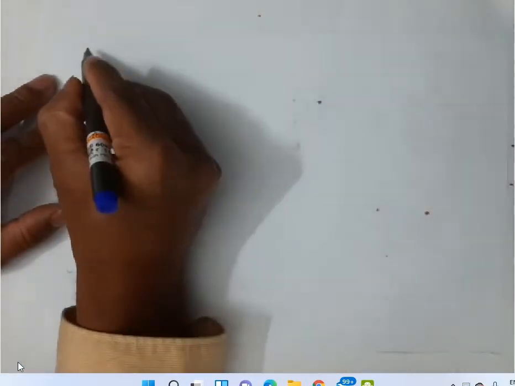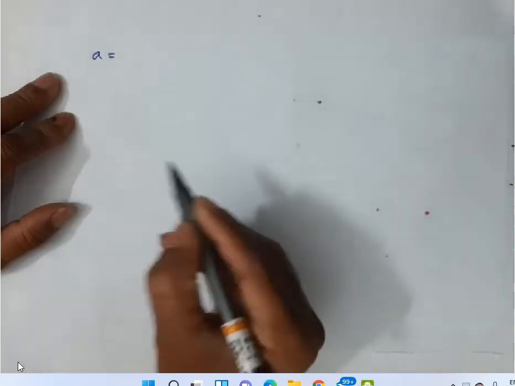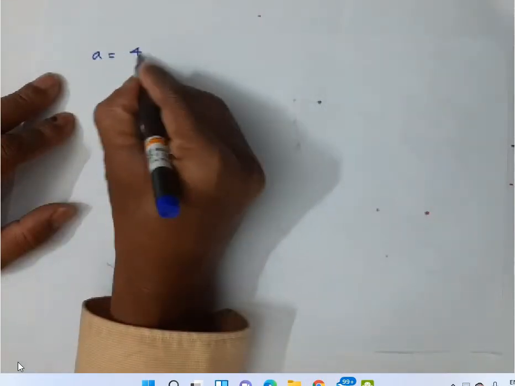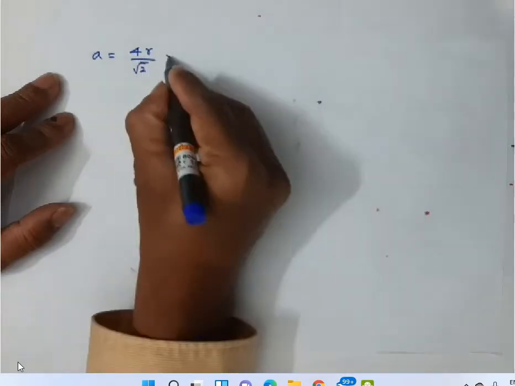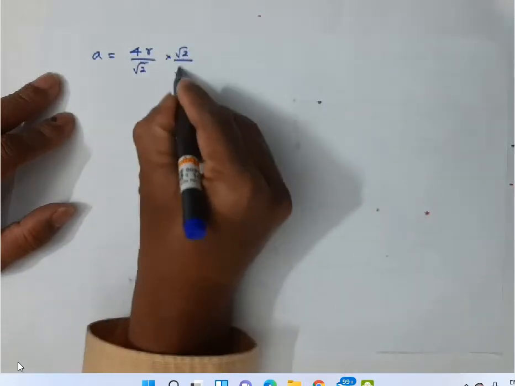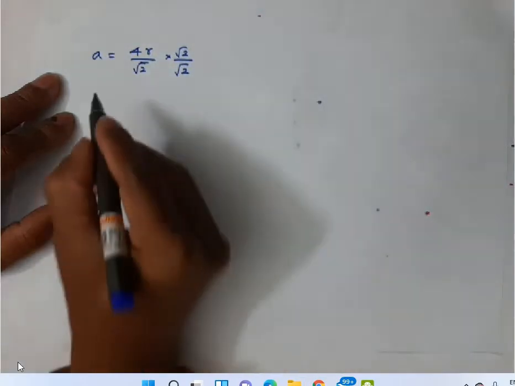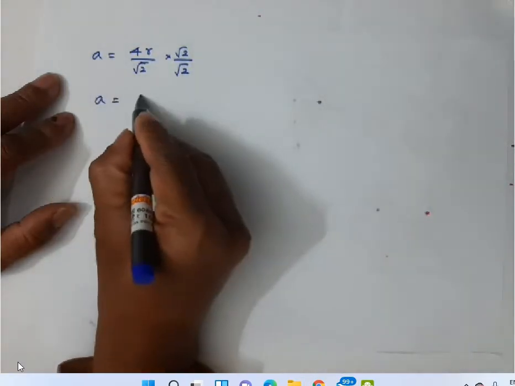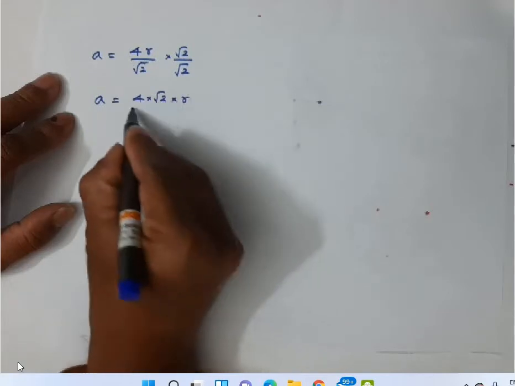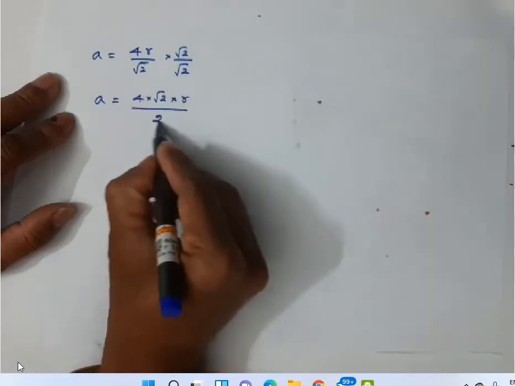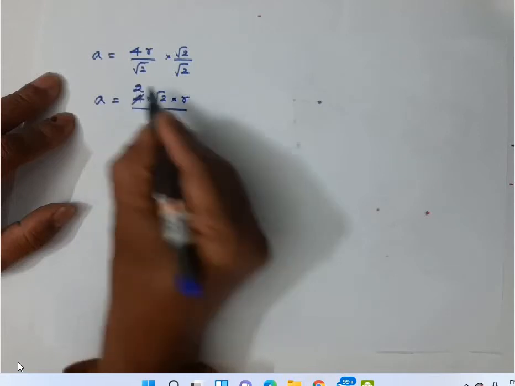So let me do it in the next page. A is equal to 4r by square root of 2. Multiply numerator and denominator by square root of 2. So you will get A is equal to 4 into root 2 into r over root 2 into root 2, which is 2. So if you cancel this, you'll get 2 root 2 into r.